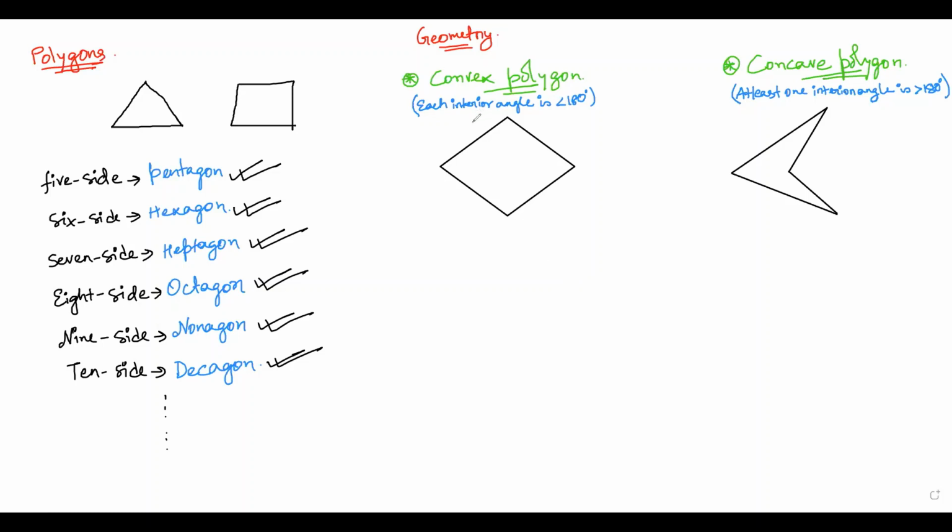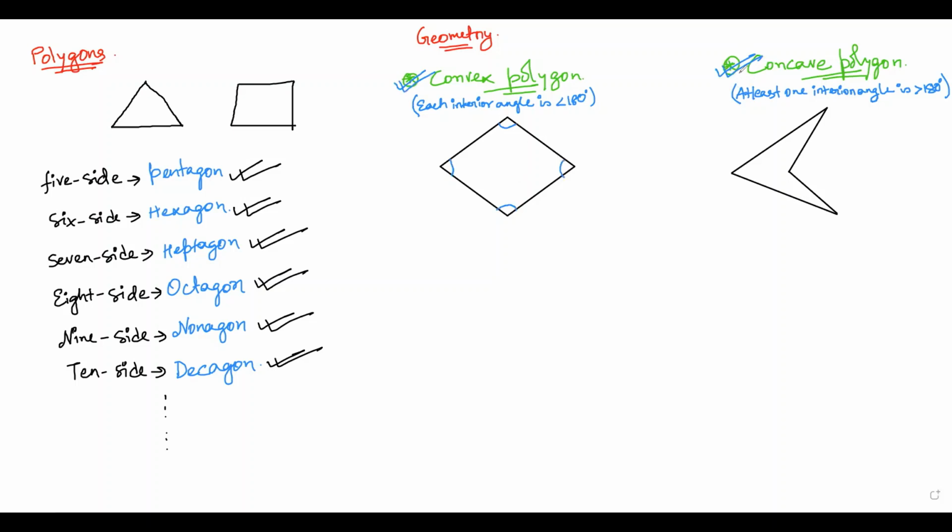Now, there are two types of polygon, convex polygon and concave polygon. A convex polygon is a polygon in which each interior angle of the polygon is less than 180 degrees. For example, here I have drawn a polygon with 4 sides such that all the interior angles are less than 180 degrees. So, this polygon can be termed as a convex polygon.